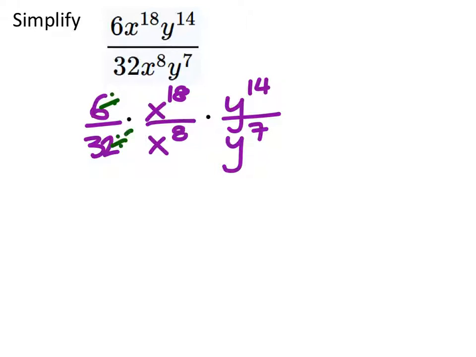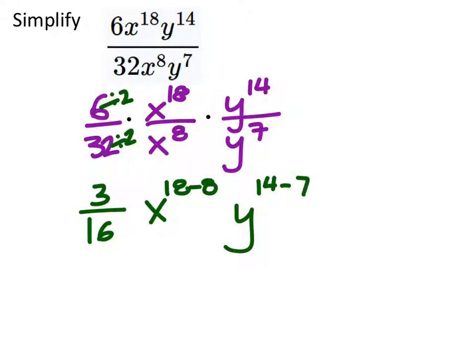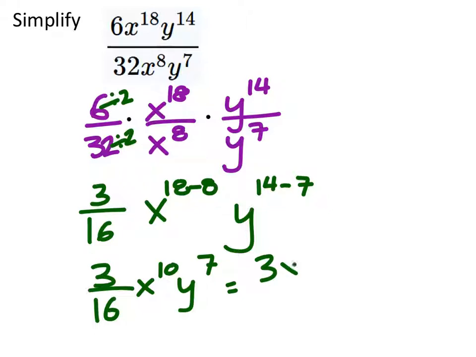And 6 and 32, these are both even, so they should be simplifiable by dividing by 2, which gives us 3/16. That's good. But then we got the x's, right? That's the quotient rule, so x to the power of 18 minus 8. And then the y's, same quotient rule, right? 14 minus 7. So that gives us 3/16, x to the power of 10, y to the power of 7. And it is possible you could write this all in the numerator with our 16 denominator. I really don't care which way you write it. It is possible the homework would want that second way, but both of these are good to me.